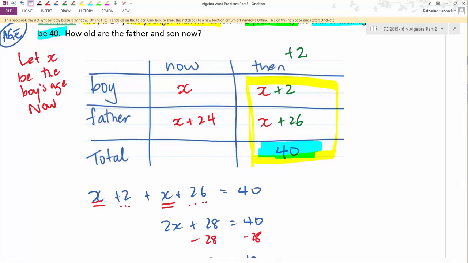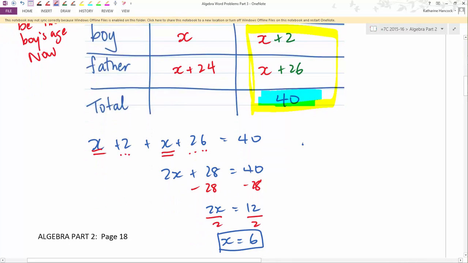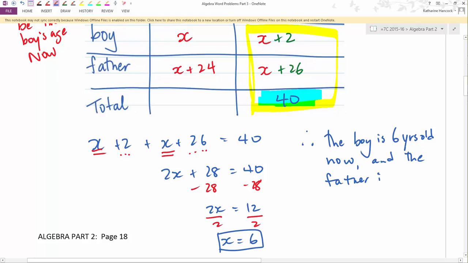And the question said, how old are the father and son now? Therefore, the boy is 6 years old now, and the father was X plus 24. So if we go back to here, X plus 24, we now know that X is 6. So 6 plus 24, that equals 30. And the father is 30 years old now.